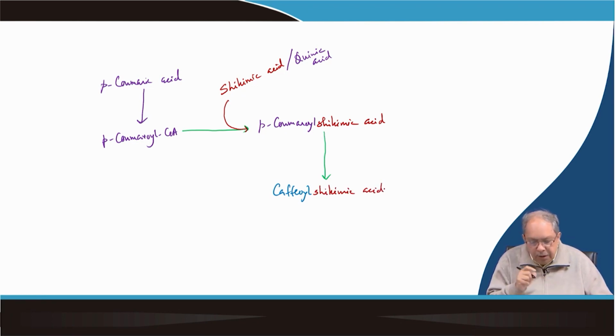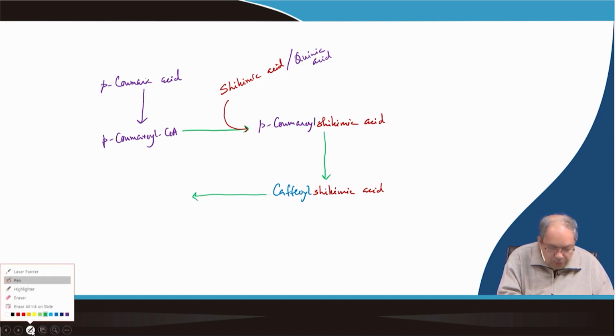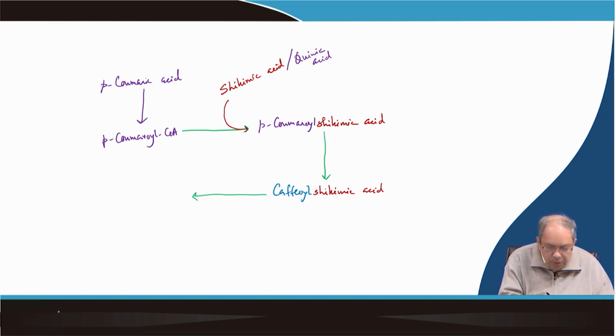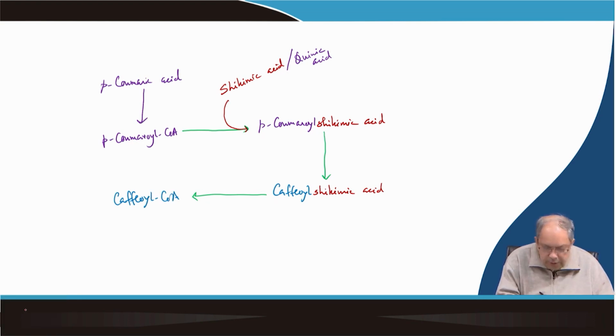And then this caffeoyl shikimic acid, what will happen from here, this leads to the formation of caffeoyl CoA, leaving the shikimic acid out. So, basically there are 3 reactions.